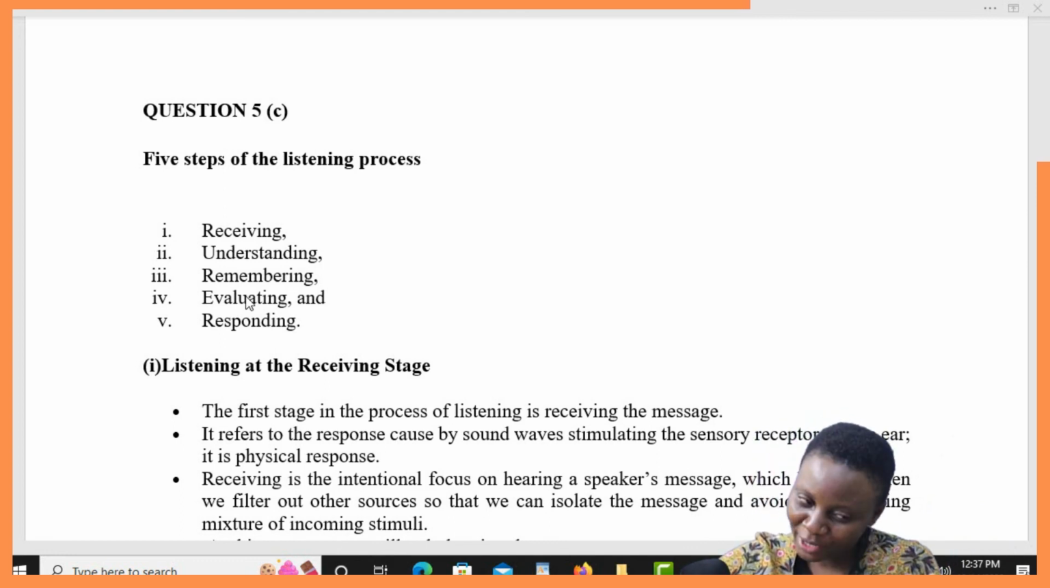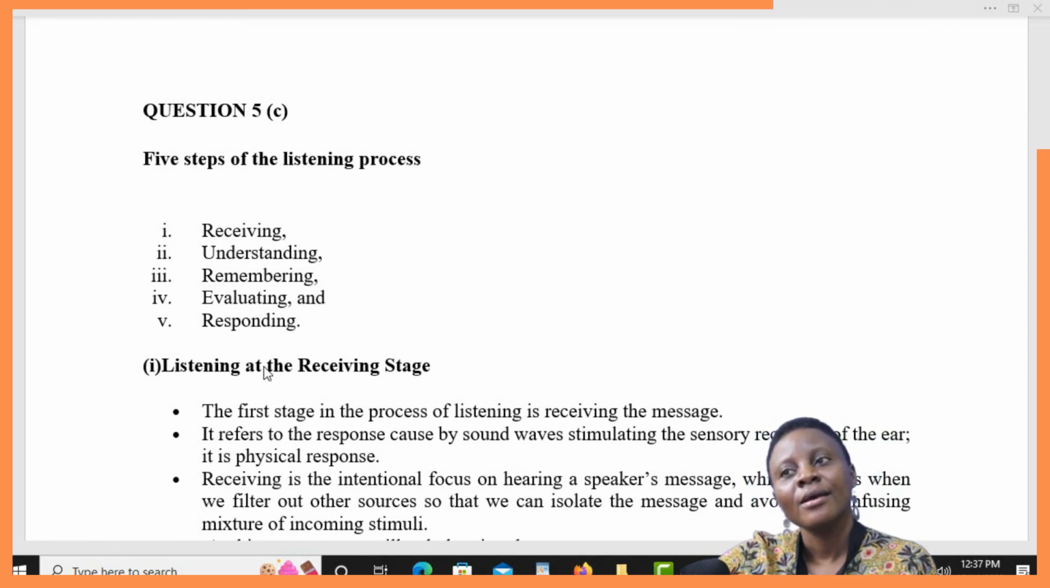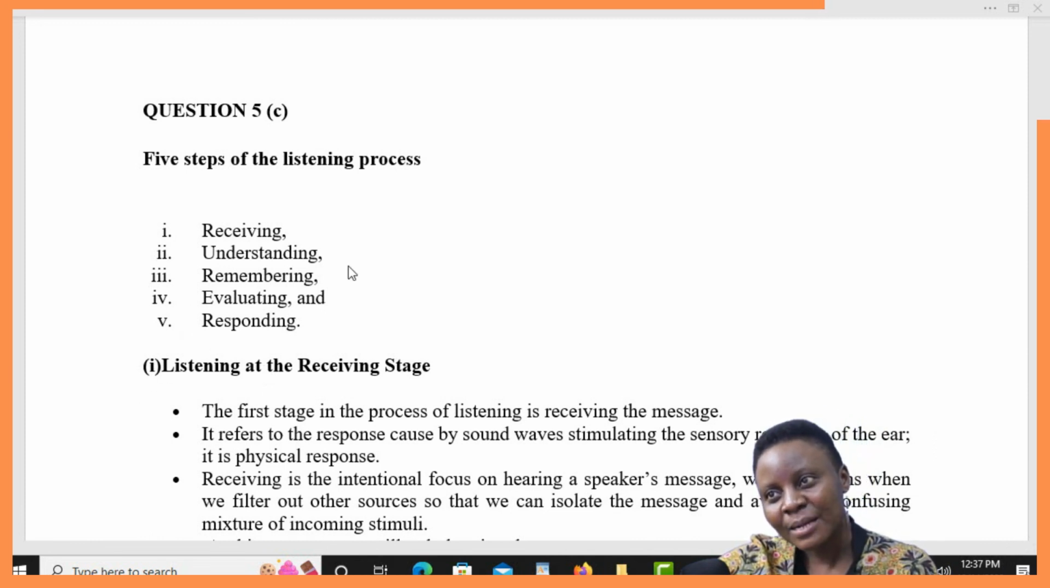And then after you evaluate, you can go ahead and give feedback, what we now call responding, as you can see here. In the communication classes, we talked about the communication process. And you said for communication to be complete, feedback has to be there, especially if it's a communication that requires feedback. If feedback is absent, then the communication process is incomplete. So that is why you see here, the last step of the listening process is responding.